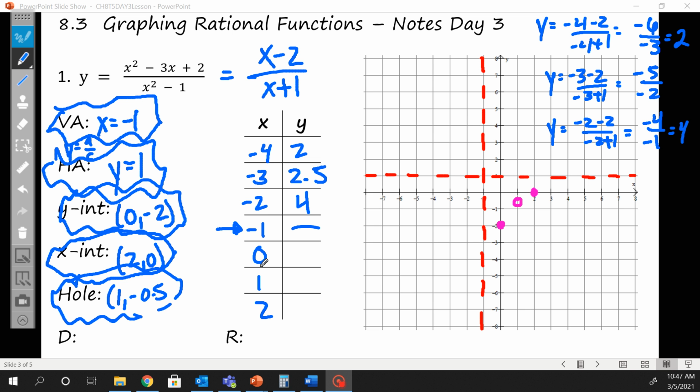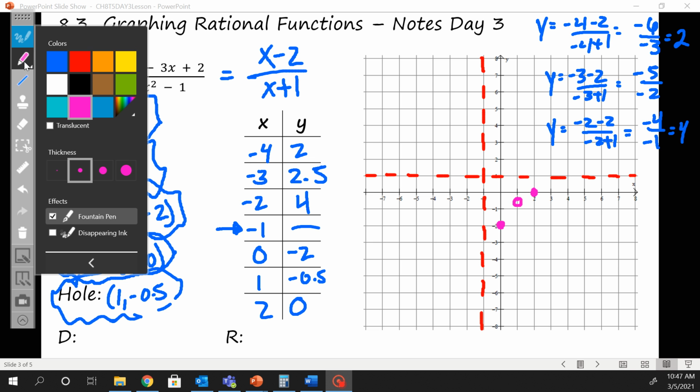We already have the value for 0. Okay, when you plug in 0, you get negative 2. That's right here. 1, we already have 1. It's actually at negative 0.5. It's a hole. We have that. And at 2, we have that as well. When you plug in 2, you get 0. We've already done those.